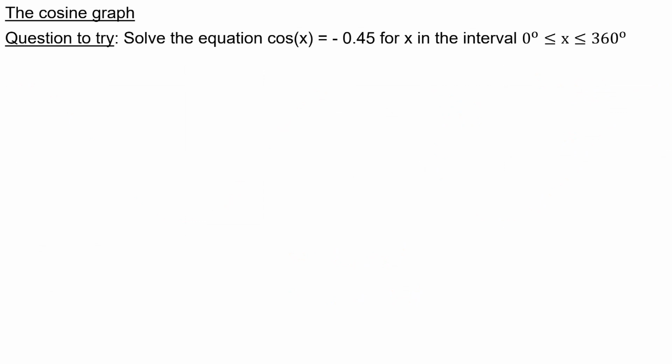Here's a question for you to try. Please solve the equation cos x is equal to minus 0.45 for x in the interval 0 degrees to 360 degrees. Firstly, you're going to have to sketch the graph of y equals cos x. Start with values between 0 and 360. But you might need to sketch the graph for some negative values of x as well. Please pause the video now and have a go, and when you're ready for the answers, press play.